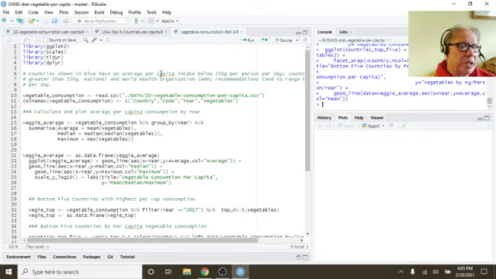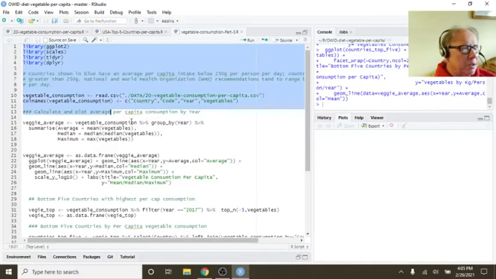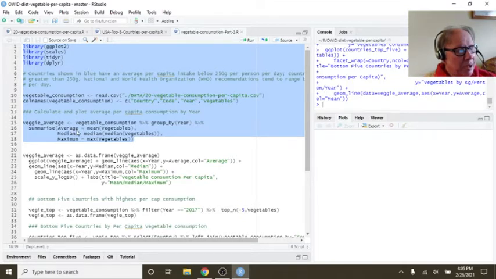Let's go ahead and take a look at our data for today. We'll continue to look at the Our World in Data's data regarding vegetable consumption per capita. So that's kilograms per person per year. Today we're looking specifically at the bottom five countries in terms of per capita consumption of vegetables. So let's just start here at the top. We'll read some data in, then we're going to create a summary table that contains an average or mean, a median, and a maximum amount.